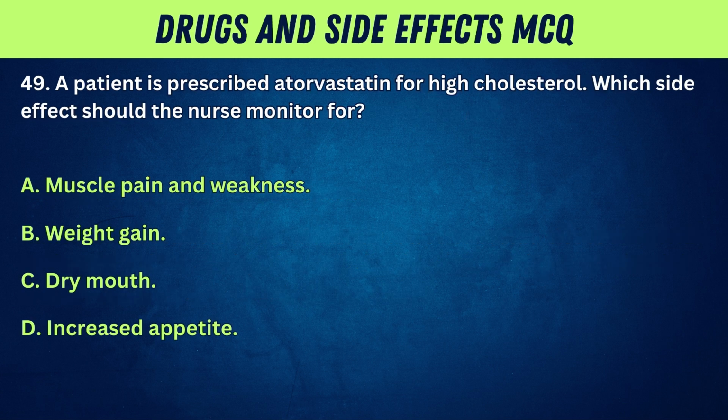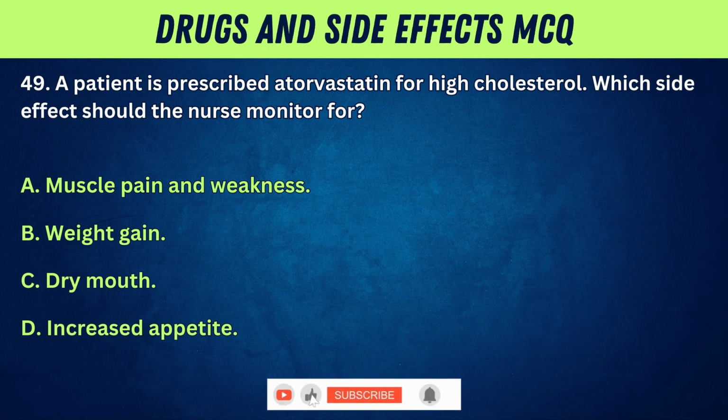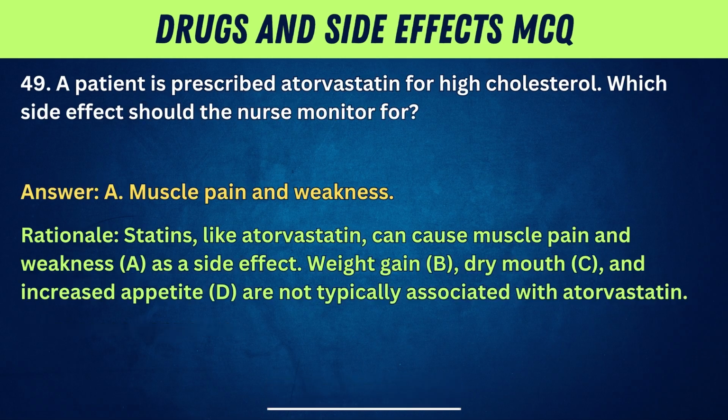49. A patient is prescribed atorvastatin for high cholesterol. Which side effect should the nurse monitor for? A. Muscle pain and weakness. B. Weight gain. C. Dry mouth. D. Increased appetite. Answer: A. Muscle pain and weakness. Rationale: statins like atorvastatin can cause muscle pain and weakness as a side effect. Weight gain, B, dry mouth, C, and increased appetite, D, are not typically associated with atorvastatin.